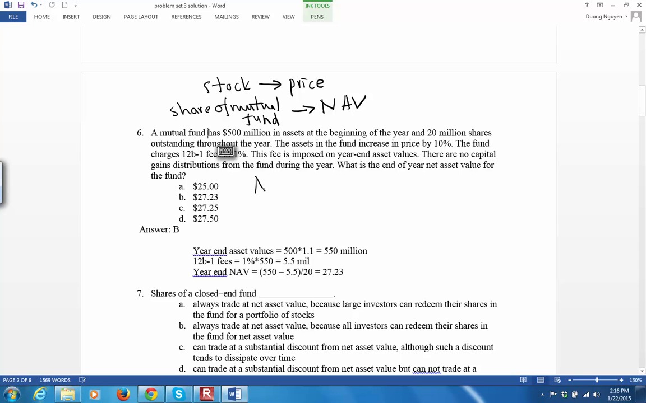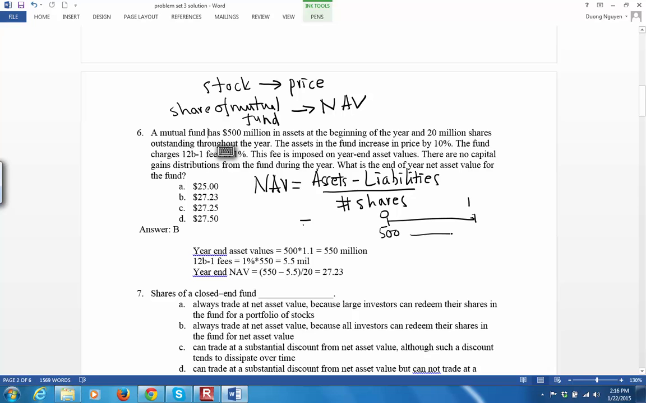So how do we calculate net assets value? Net assets value equals the value of assets minus the value of liabilities, divided by the number of shares outstanding. So over here you can see that at the beginning of the year the assets are $500 million. At the end of the year it increased by 10%, so it is 500 times 1.1 equals 550.